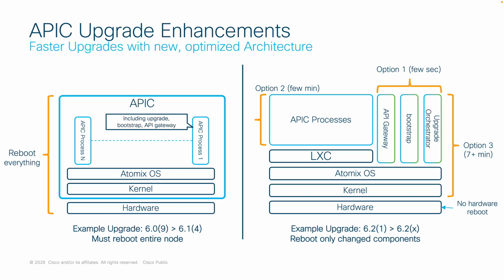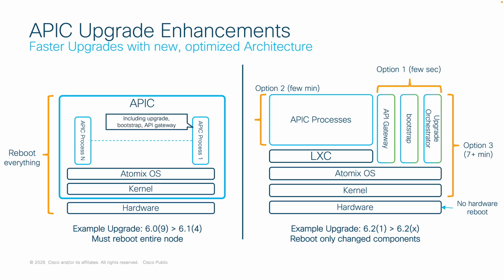Okay, so let's take a look at the other thing that I mentioned, how our engineering team has re-architected how the software components of APIC come together. If you look at the image on the left, this is the existing way, what we've known for the last 10 years of ACI. If we make a change to any of the layers, any of the components, it effectively means we have to reboot everything. We have to reboot the whole server to have those changes take effect.